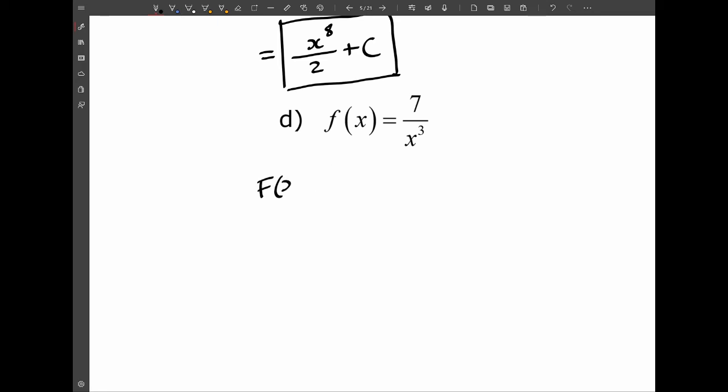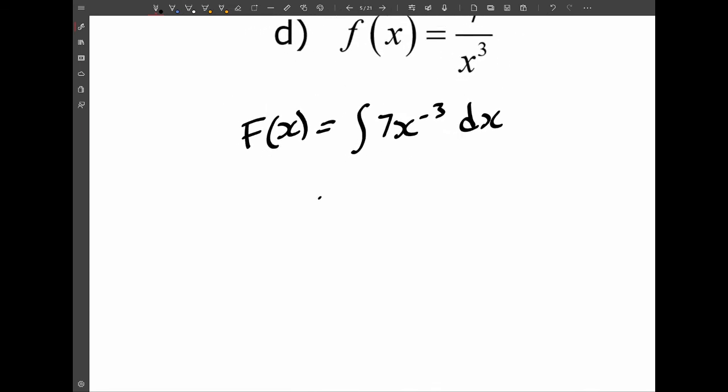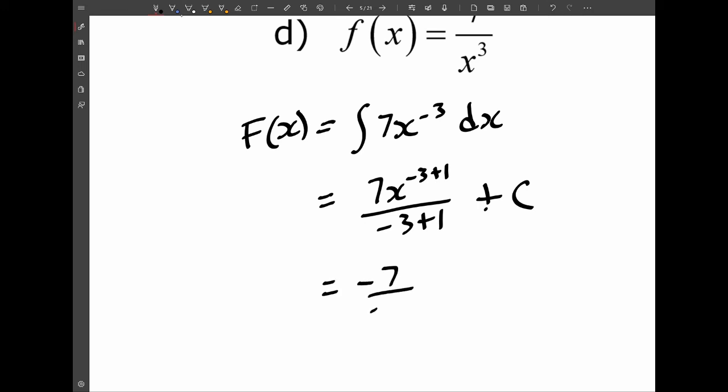So we have that our big F of x is going to be the integral of, I'm going to rewrite this as 7 times x to the negative 3. So remember I said we can't use our reverse power rule on x to the negative 1, but we can totally use it on x to the negative 3. It's not going to be 0, so we're good to go. So what we get is 7x to the negative 3 plus 1 all over negative 3 plus 1 plus c, which is just negative 7 over 2x squared plus c.